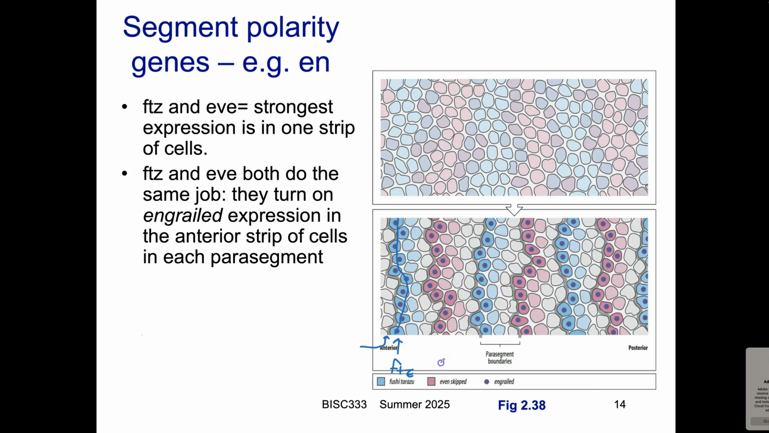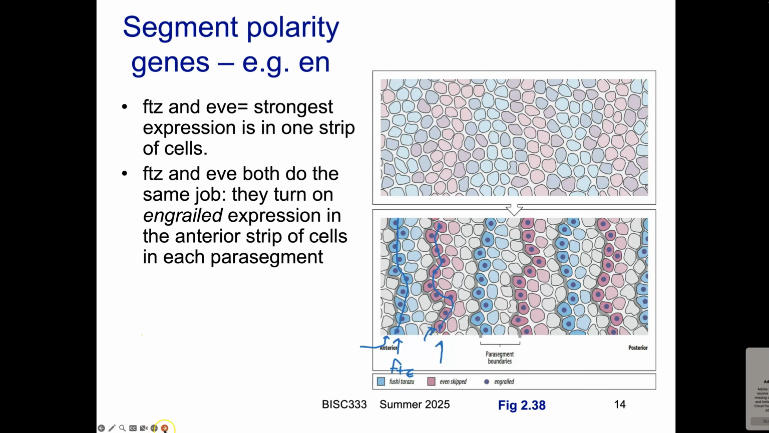But then if you look at the next stripe, there's even-skipped being expressed, and it's doing exactly the same thing. It's turning on engrailed, which is the purple, and engrailed is turned on in these cells, and they define the parasegment boundary too. So it's weird because you turn on these two different genes and then they both do the same thing. It seems like there's extra steps that aren't needed.